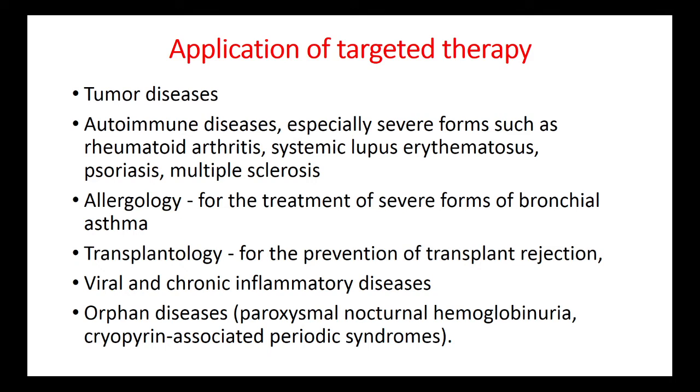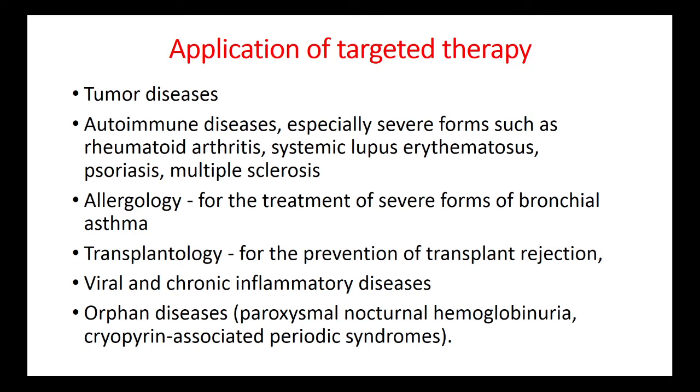For example, autoimmune diseases, especially severe forms such as rheumatoid arthritis, systemic lupus erythematosus, psoriasis, multiple sclerosis; allergology for treatment of severe forms of bronchial asthma; transplantology for the prevention of transplant rejection; viral and chronic inflammatory diseases; orphan diseases, paroxysmal nocturnal hemoglobinuria, cryopyrin-associated periodic syndromes.